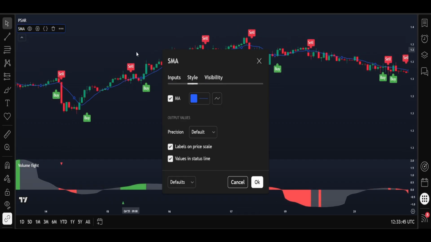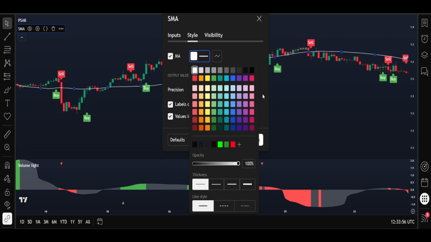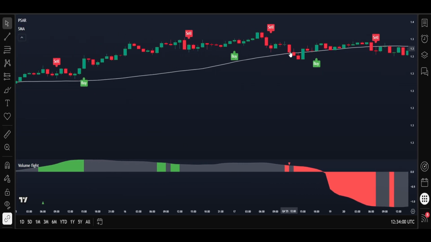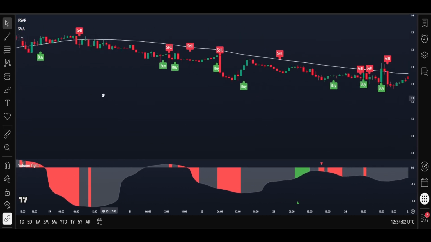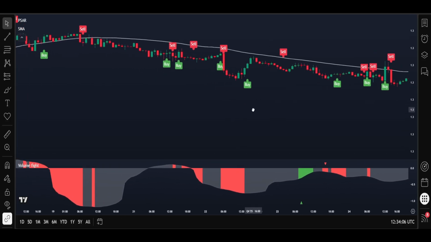Moving average. Open settings. Set length to 60 and use a clear, visible color. Reading rule. Price above the 60 MA means bullish bias and we only look for longs. Price below the 60 MA means bearish bias and we only look for shorts.